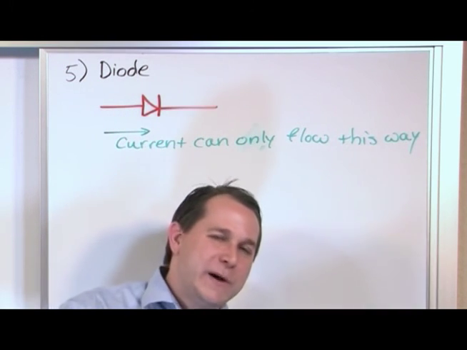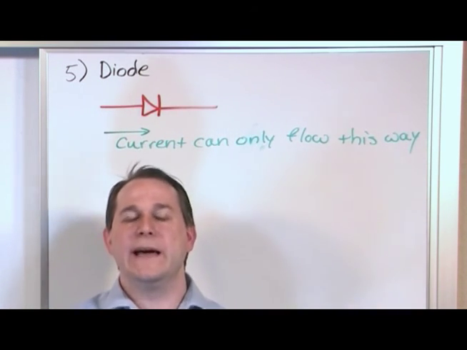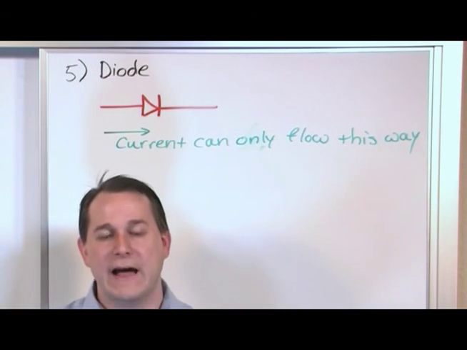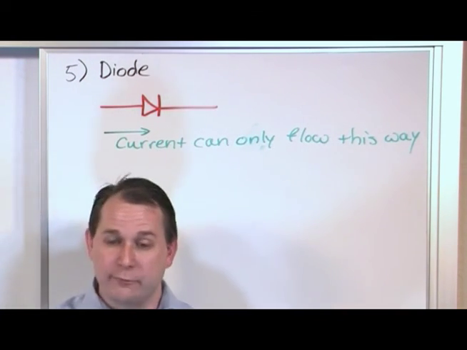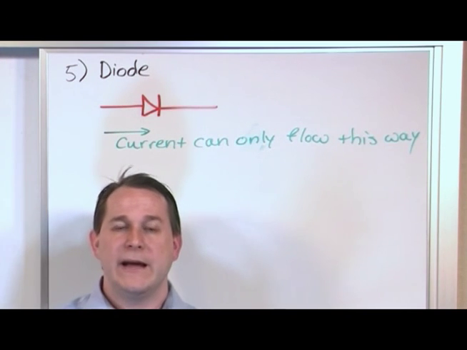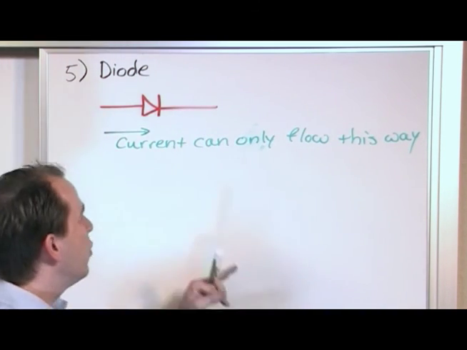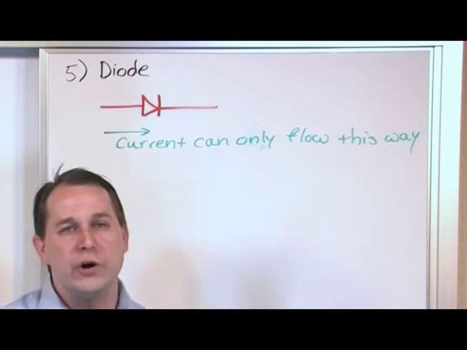Now, if I hook a big enough battery or a big enough generator to it to overpower this thing, sure, I can do that. I'm going to burn it up. Literally, smoke will come out of it. It'll burn up, and then, of course, lots of things can happen. But in normal operation, it's only going to let electricity go one direction.